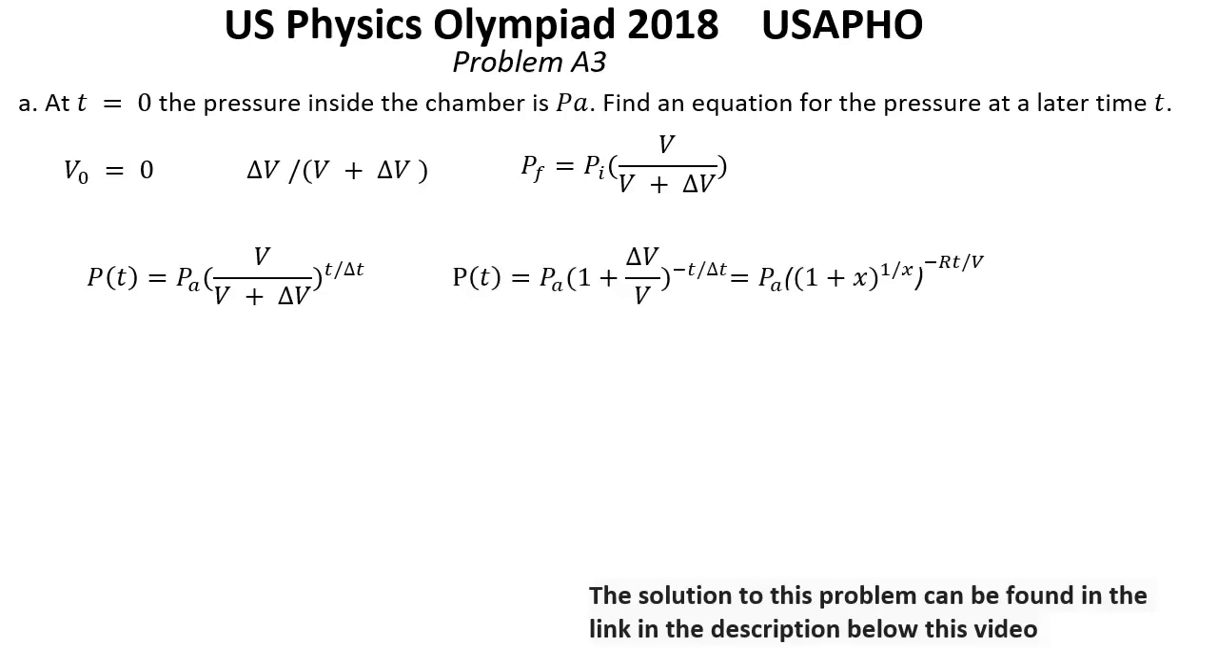We can write P as a function of t in this form, where x equals delta V over V, which is much less than 1. Then using the definition of the exponent, as such a limit, we have P as a function of t equal to Pa multiplied by exponent to the power of negative RT over V. That was the solution for question A.